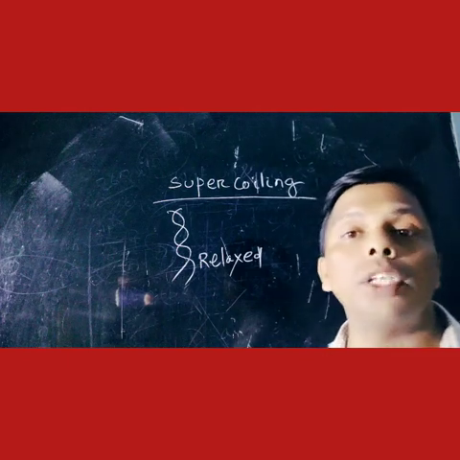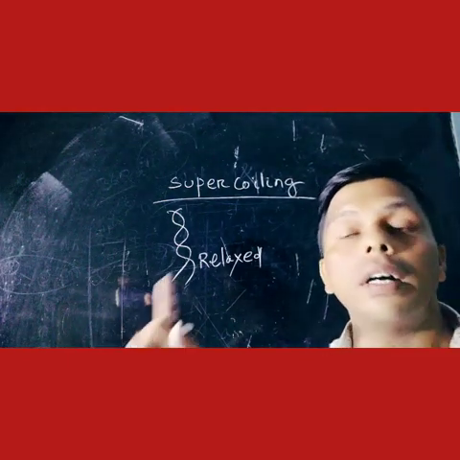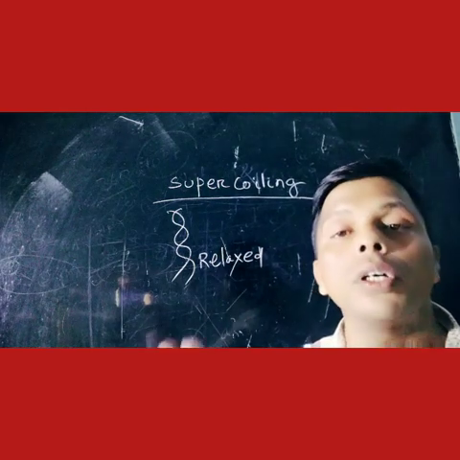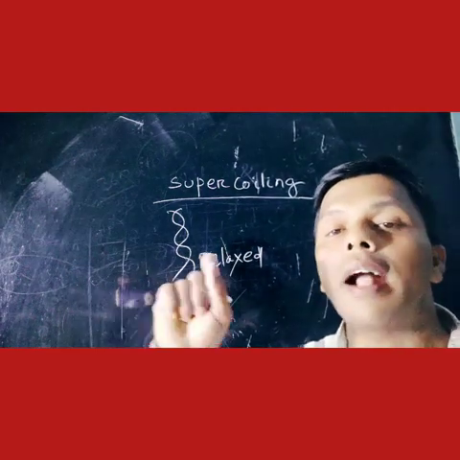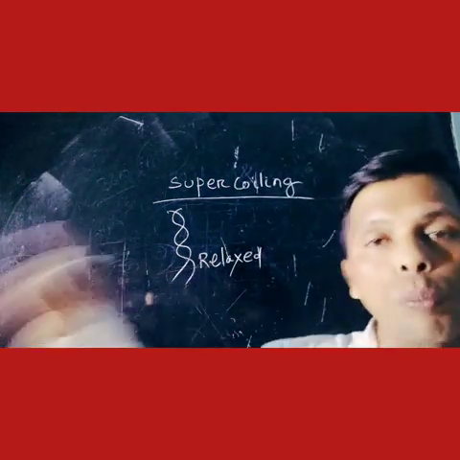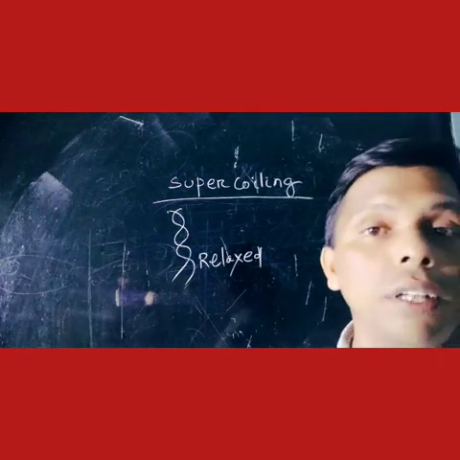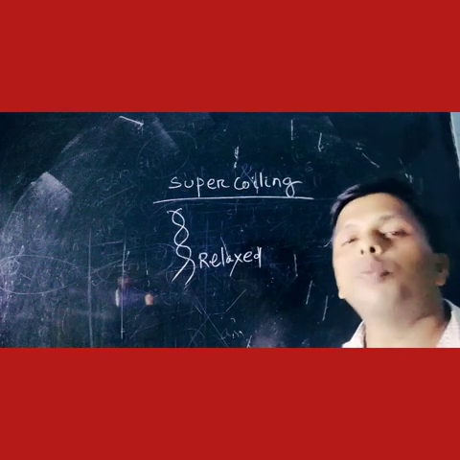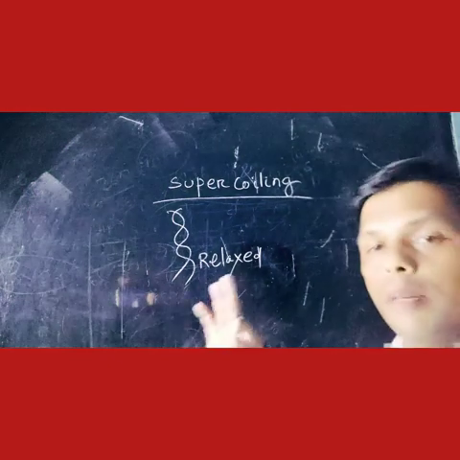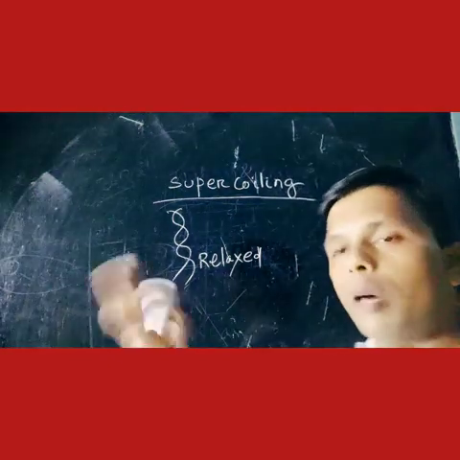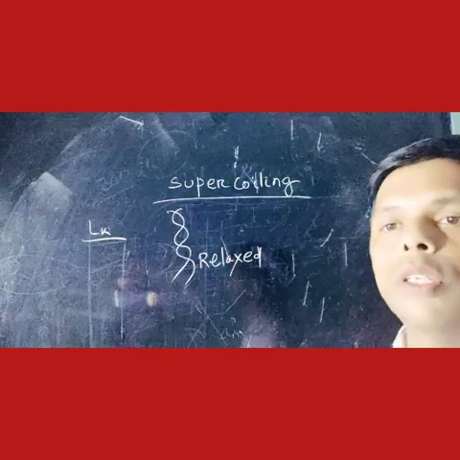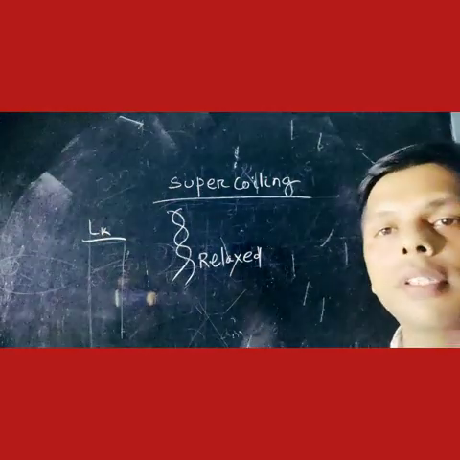Supercoiling is what we described in DNA replication. When the strands start opening, supercoiling is formed ahead of the fork. Okay. In supercoiling, we have to describe the linking number. What is the linking number? Let's see.